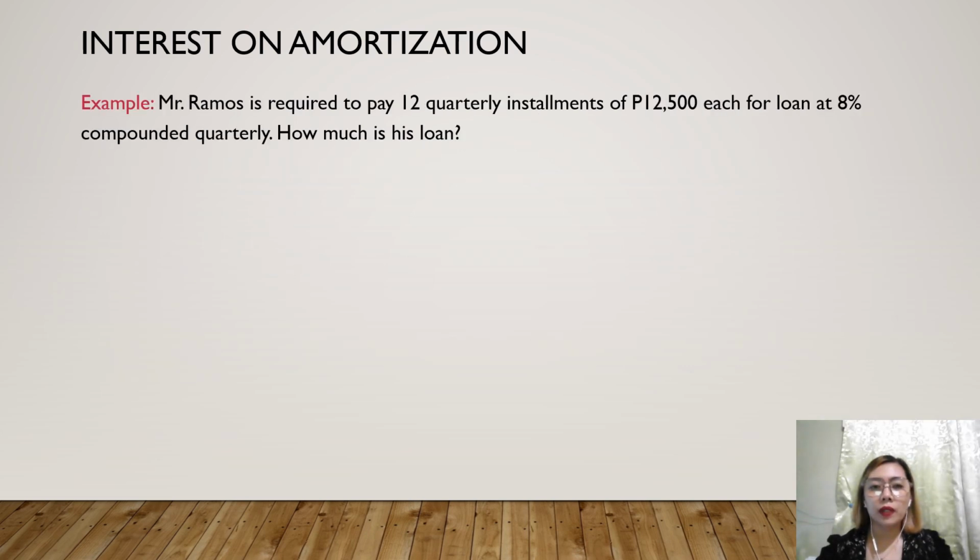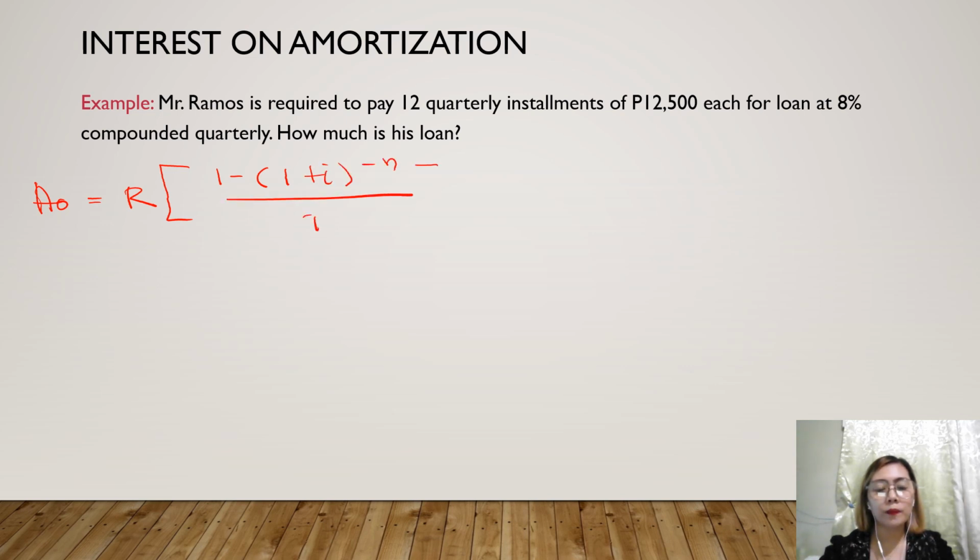Okay, Mr. Ramos is required to pay 12 quarterly installments of 12,500 each for a loan at 8% compounded quarterly. How much is his loan? So, ayan, malinaw naman ang pinapahanap sa atin is yung niloan niya. Okay, yung present value. So, present value is equal to R, yung ating periodic payment, times 1 minus quantity 1 plus I raised to negative N all over I.